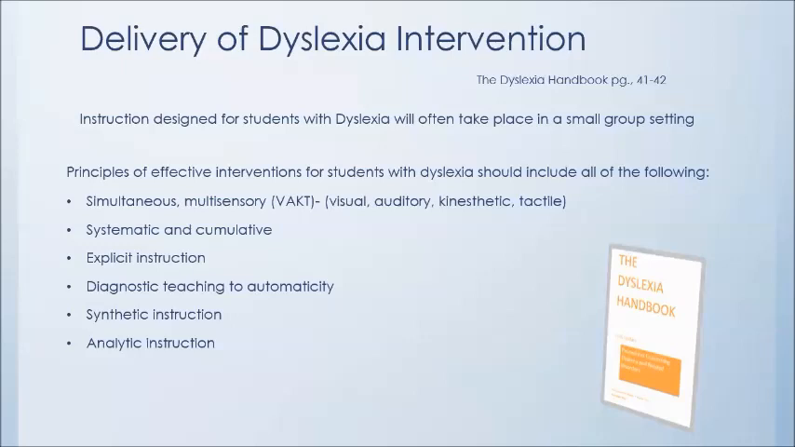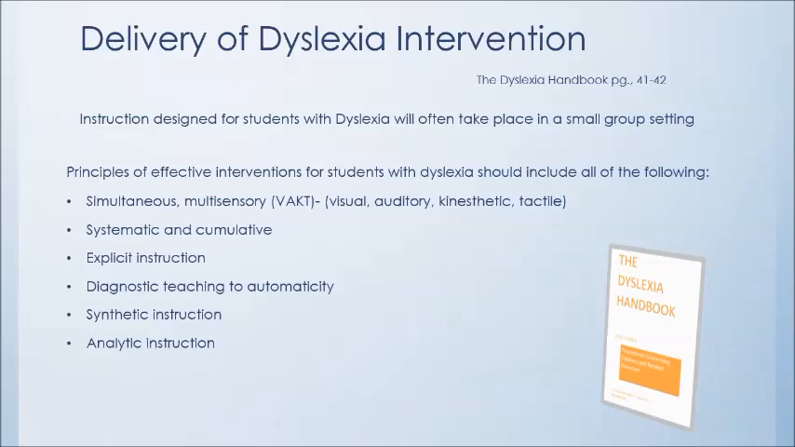Delivery of dyslexia intervention. Instruction designed for students with dyslexia will often take place in a small group setting. Principles of effective intervention for students with dyslexia should include the following, which are simultaneous multisensory, which is teaching done using all learning pathways in the brain, such as visual, auditory, kinesthetic, and tactile, simultaneously in order to enhance memory and learning.